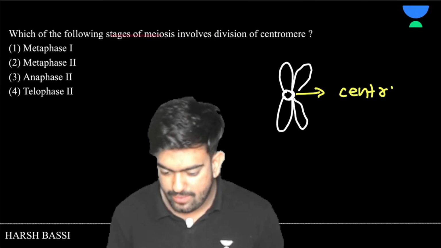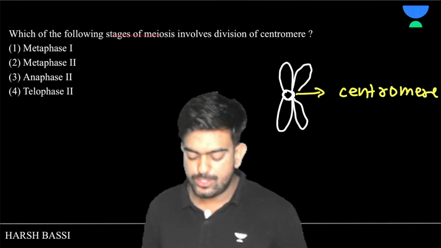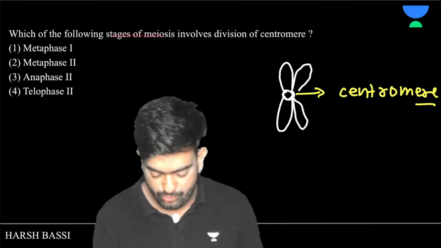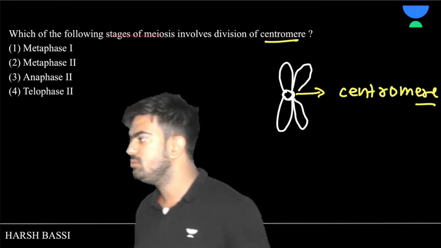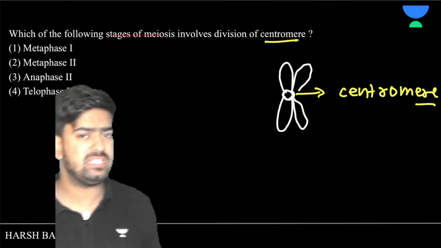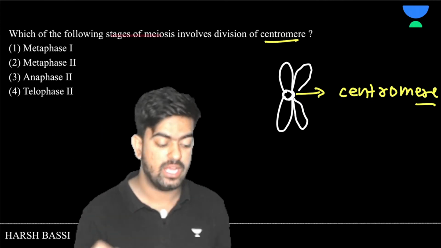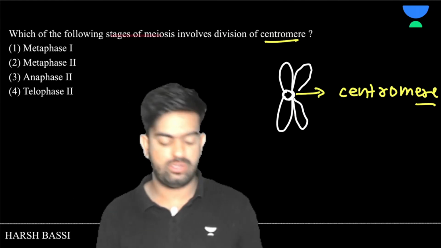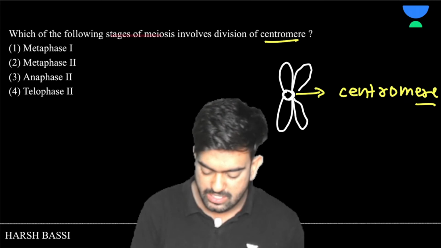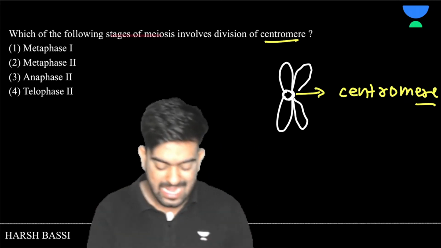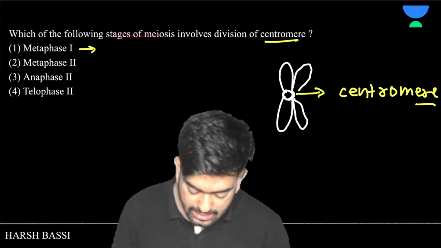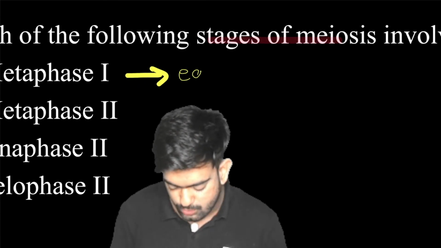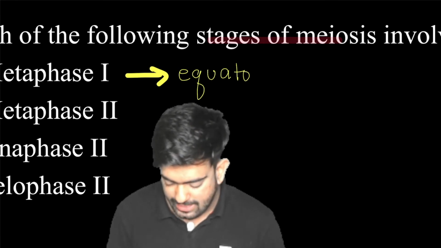Centromere. So now our question is asking which of the following stages of meiosis involves division of centromeres? Okay, metaphase 1. In metaphase, does the division of centromere occur? No, sir. In metaphase 1 there is no division of centromere. Rather, in metaphase 1 what happens? The chromosomes align themselves in the equatorial plate, right? So here the chromosomes align themselves to the equatorial plate.